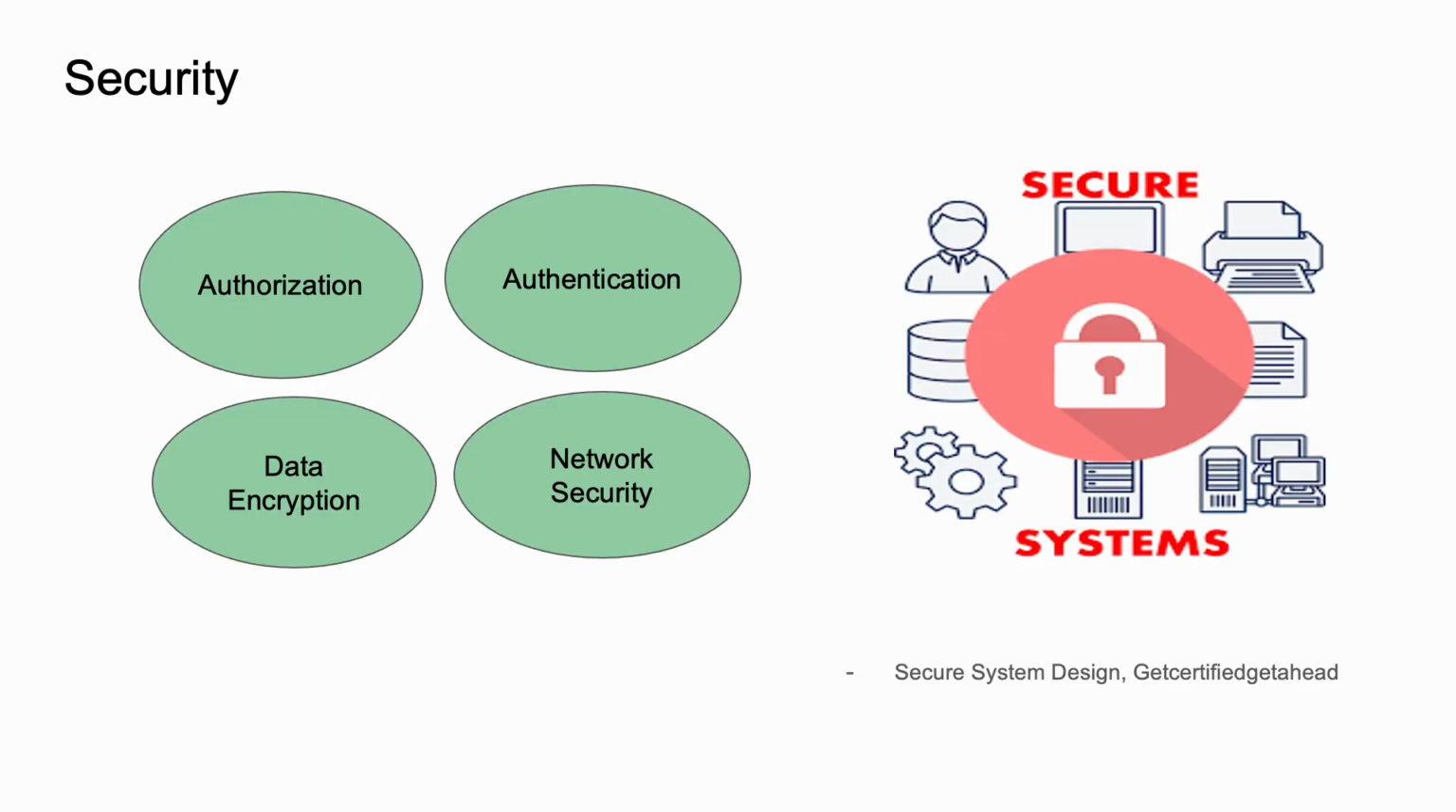Security holds utmost importance in system design, encompassing elements such as authorization, authentication, data encryption, and network security. Authorization and authentication ensure only authorized users access resources, while data encryption protects sensitive information from unauthorized access. Network security secures the system's infrastructure against external threats. These measures collectively fortify the system, mitigating risks and safeguarding against unauthorized access or data breaches.